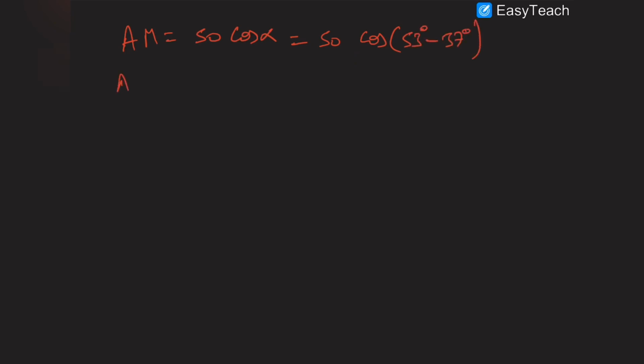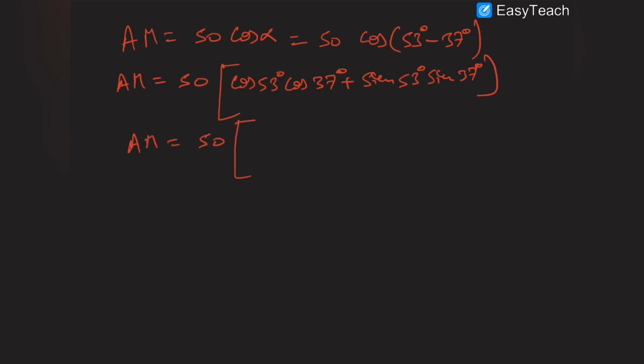So AM is equal to 50 (cos A cos B plus sin A sin B), so cos A, cos B, plus sin A sin B. Okay, so AM is equal to 50 cos 53.